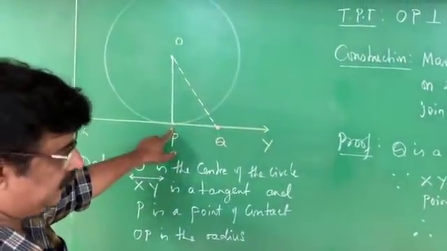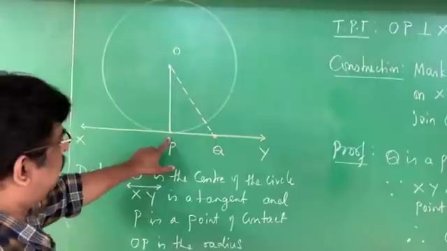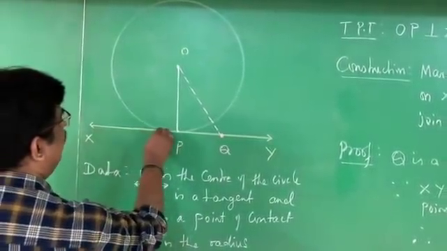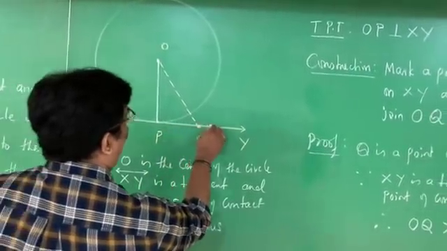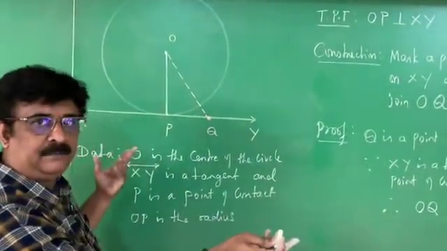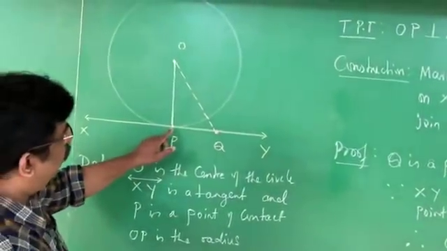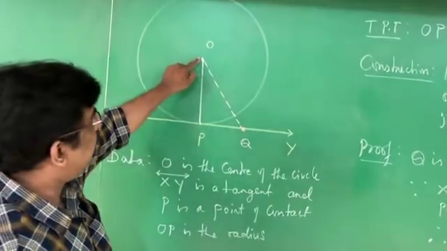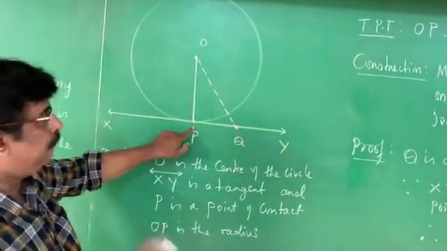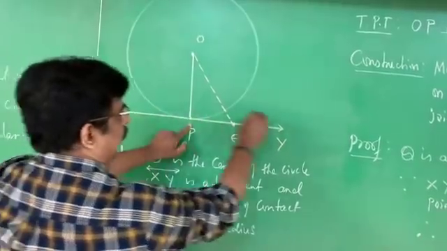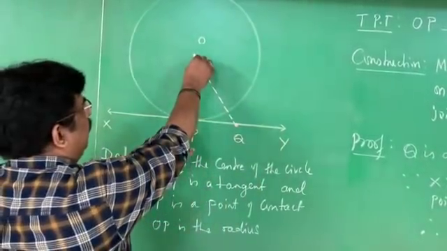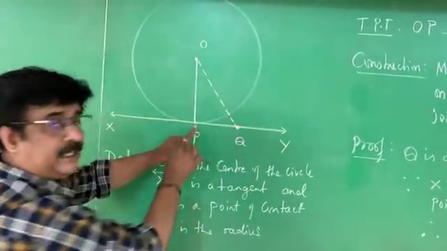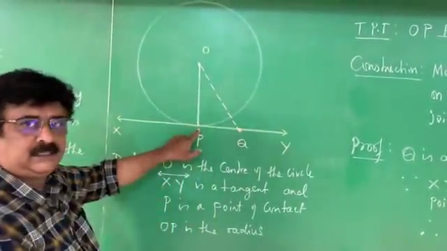Now imagine, children, we have to write one statement like this. Any point, if I mark any point here other than P, all other points are outside the circle. Therefore, OP is the shortest distance. OP is the shortest distance between O and XY. If you wanted to get the shortest distance from O to XY, which is the shortest distance? OP is the shortest distance.